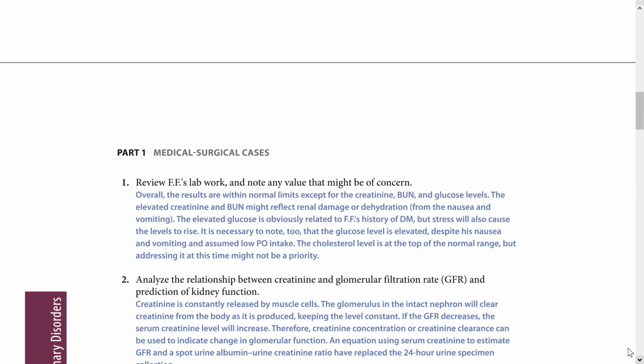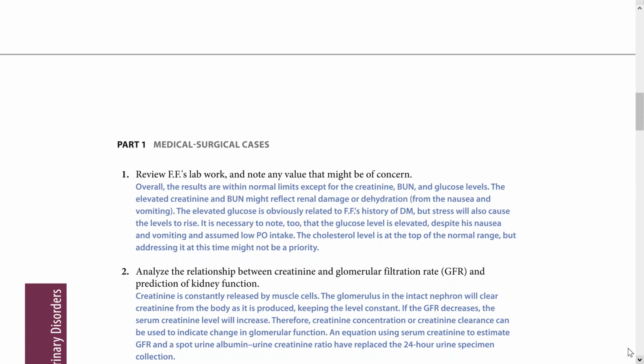So the creatinine clearance can be used to indicate changes in the function of the glomerulus. Here's kind of an equation using the serum creatinine to estimate GFR, and a spot urine albumin-to-creatinine ratio. The urine creatinine ratio has replaced the 24-hour urine specimen that we talked about in class. So they have a lab value now that can give you a quick snippet of what's really going on. It doesn't mean that they will not still do the 24-hour urine collection. You still have physicians that'll do it that way.